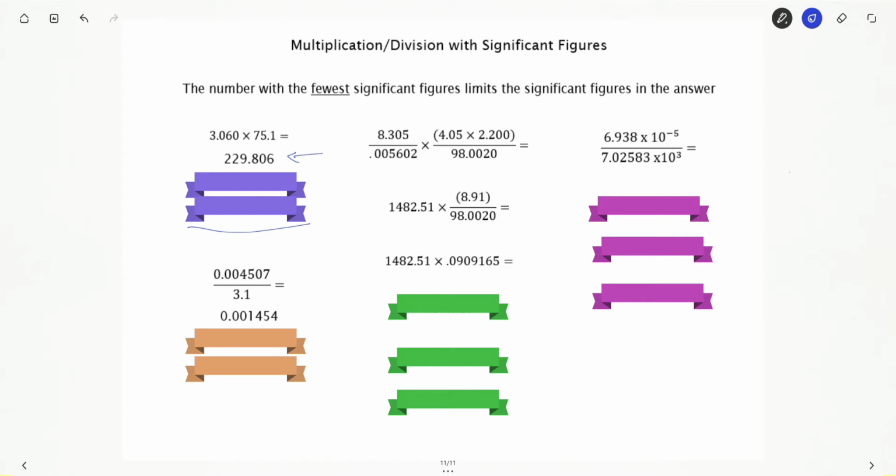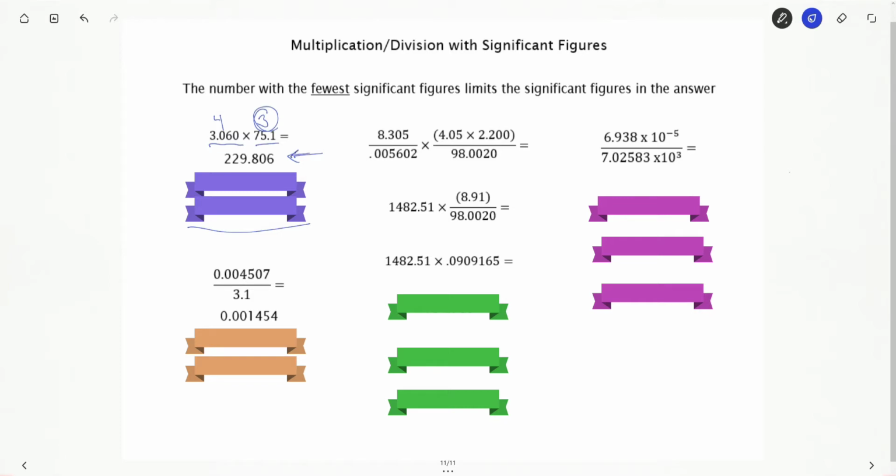So what we need to do is count up how many sig figs we have in each of the numbers we used for this calculation. Now this one's easy because we only use two numbers. So for my first number here, my 3.060, I have 4 sig figs. I'm just going to put a 4 up here. And in my second number, my 75.1, I have 3 sig figs. So for this operation, my 75.1 is going to limit me because it has the fewest number of sig figs. That means my answer needs to have 3 sig figs.